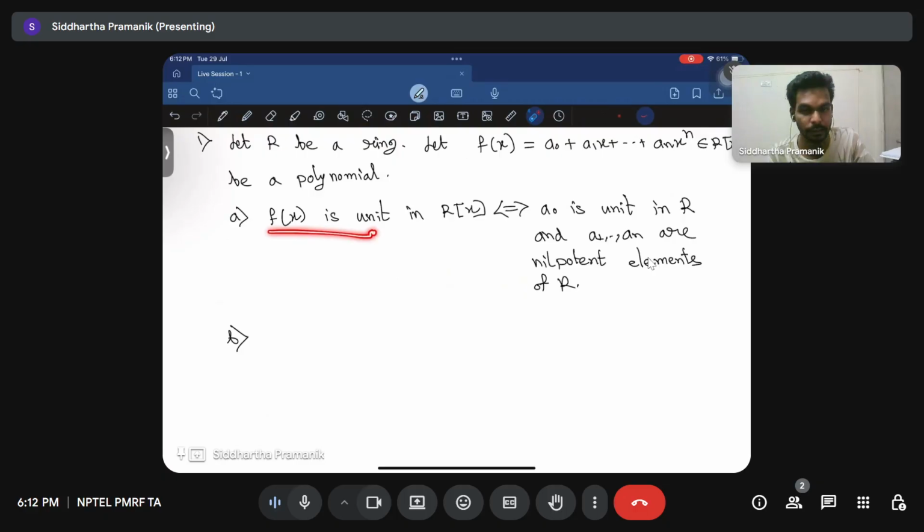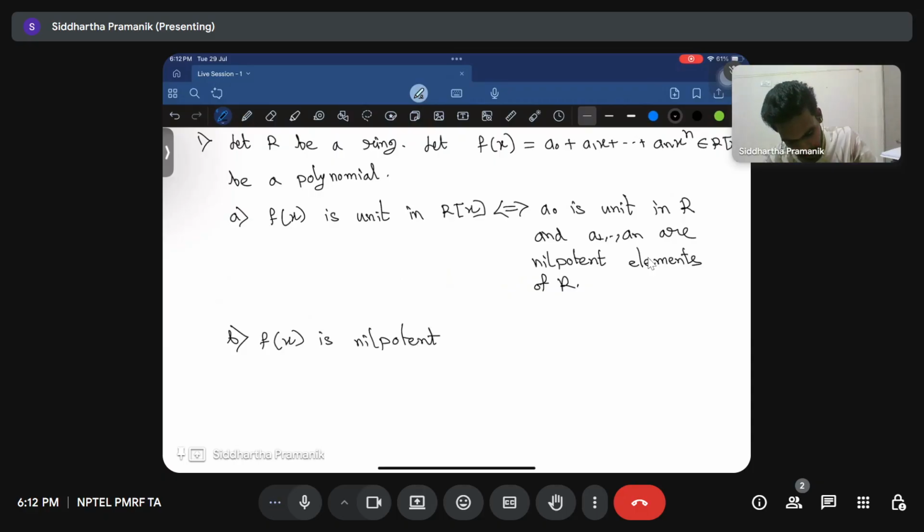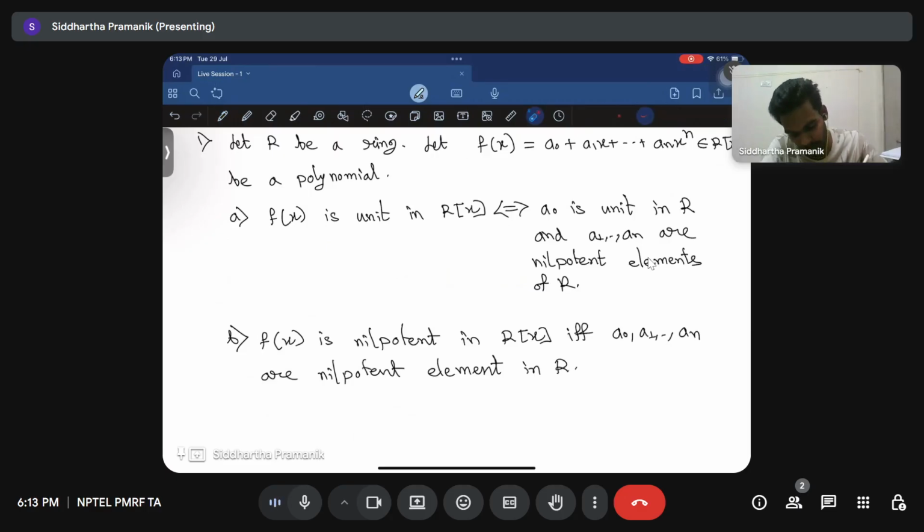The second one is when we say f(x) is a nilpotent element in the polynomial ring. So f(x) is nilpotent in the polynomial ring R[x] if and only if all the coefficients a0, a1, up to an are nilpotent elements in the base ring. Base ring means R. So this gives the description of the nilpotent elements of the polynomial ring.